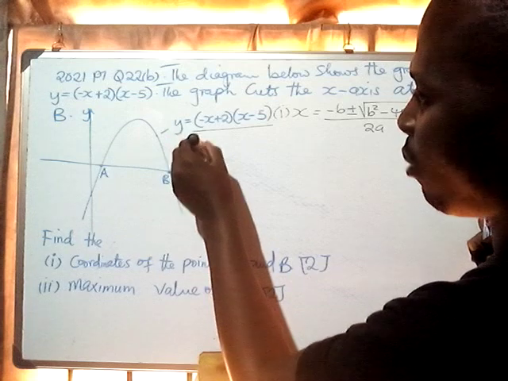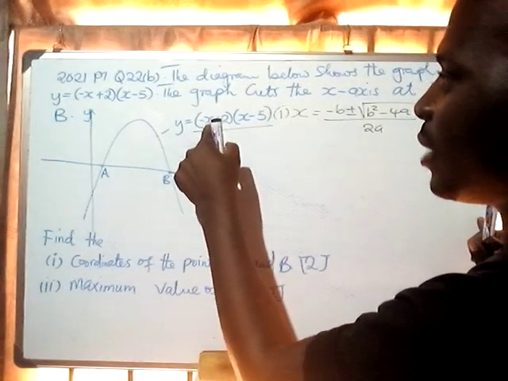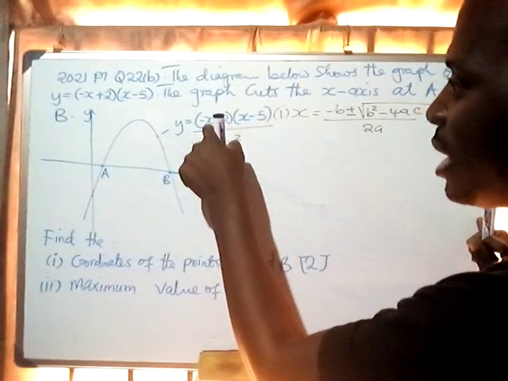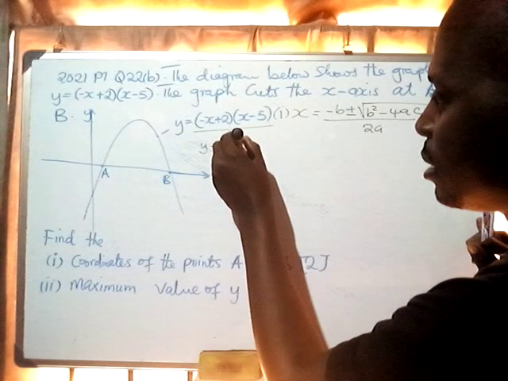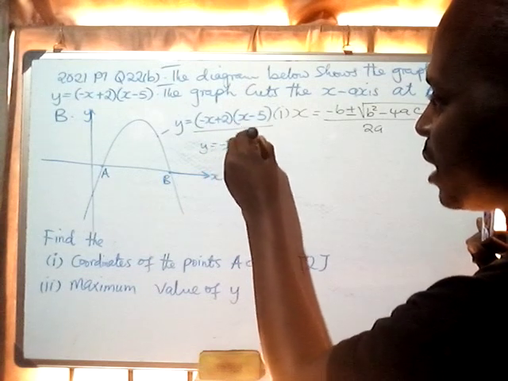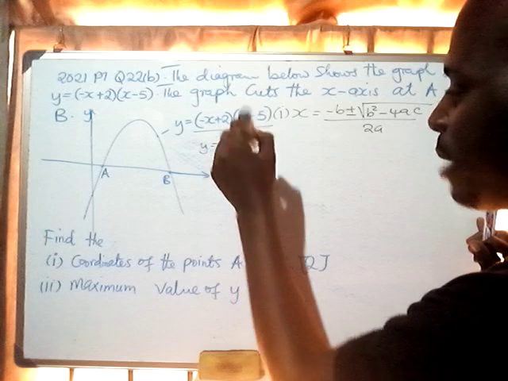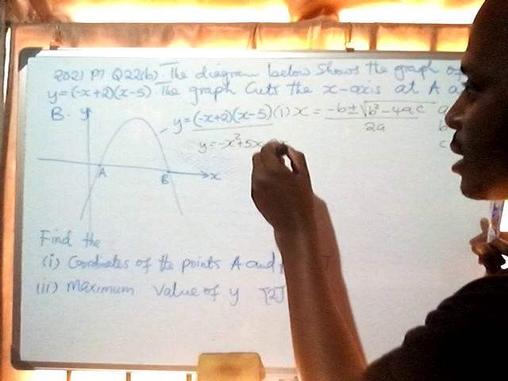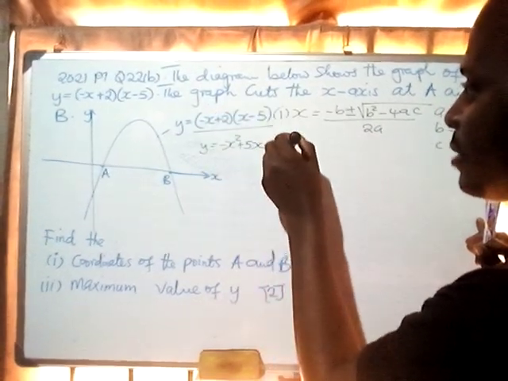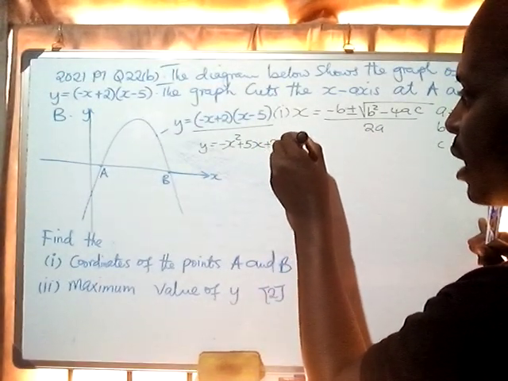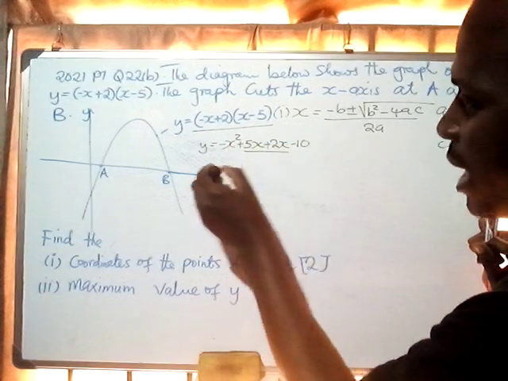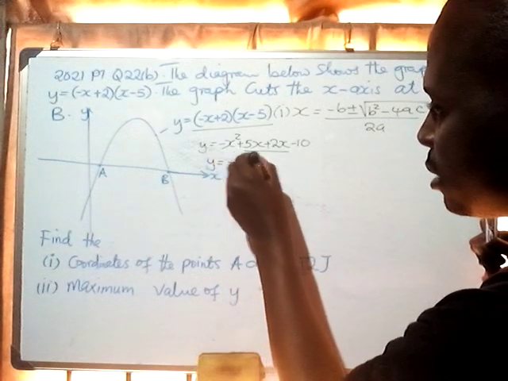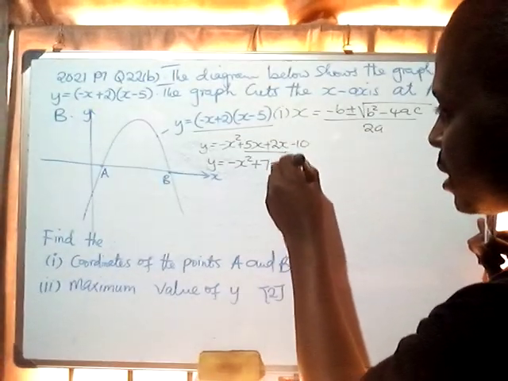We are going to say y is equal to negative x times x, we are going to have negative x squared. Negative x times negative 5, we are going to have positive 5x. Then 2 times x, we are going to have positive 2x. Then 2 times negative 5, we are going to have negative 10. These two are like terms. So y is equal to negative x squared plus 7x minus 10.